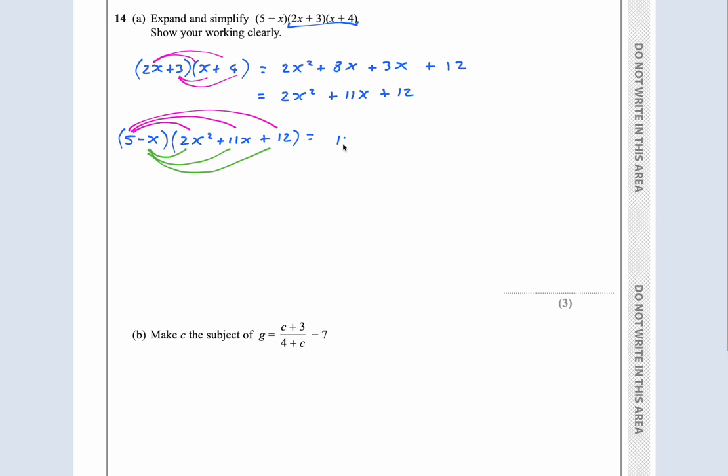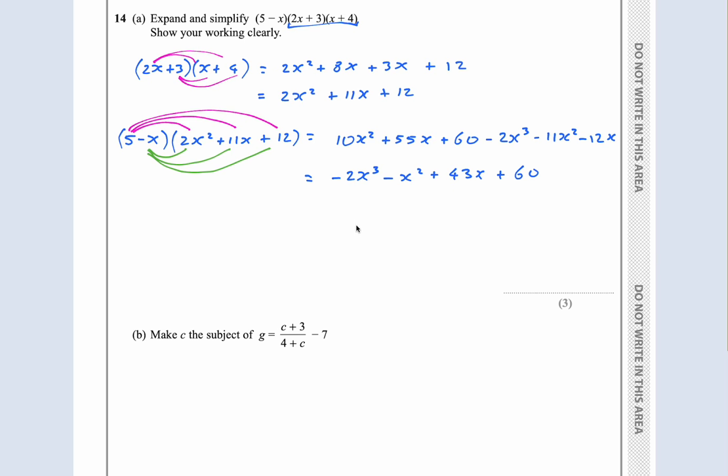Okay, 5 times this is 10x squared. 5 times this is plus 55x. 5 times this is plus 60. Then minus, be careful, so it's minus 2x cubed, minus 11x squared, and minus 12x. Collect the like terms. So I have minus 2x cubed. I have 10x squared minus 11x squared, which is minus x squared. I have 55x minus 12x, which is plus 43x. And then I have a plus 60 at the end. And that's it, 3 marks.